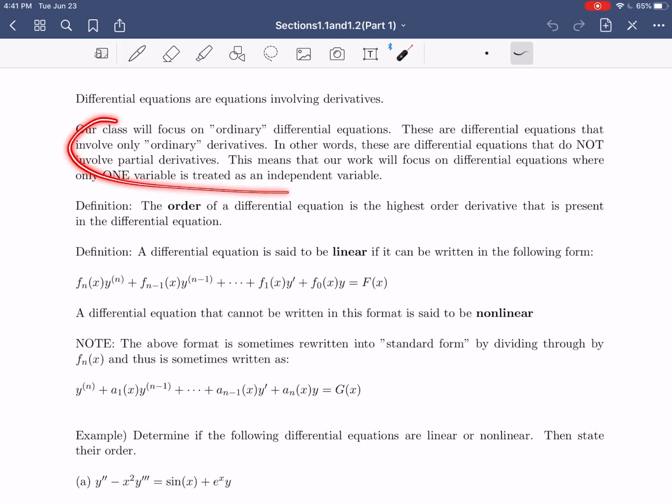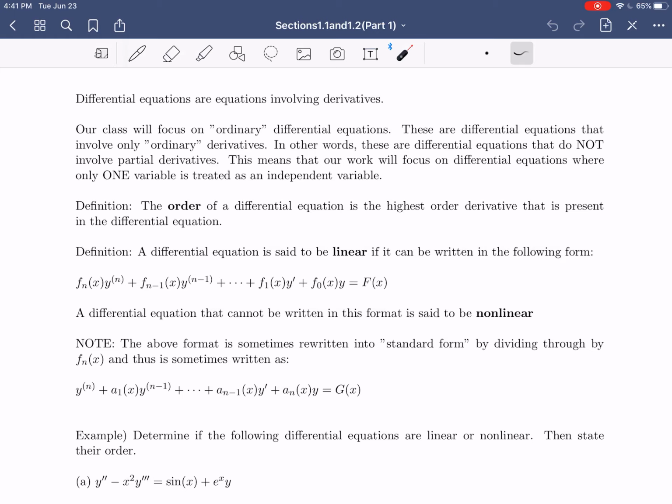However, for our class, we're going to be focusing on what are often referenced as ordinary differential equations. Ordinary differential equations is just a fancy way of saying these are going to be differential equations that only involve the ordinary derivative. That doesn't mean that we're only talking about differential equations that involve the first derivative. It just means that we're only going to be talking about the standard derivative, no partial derivatives.